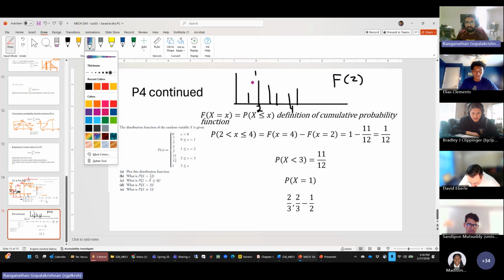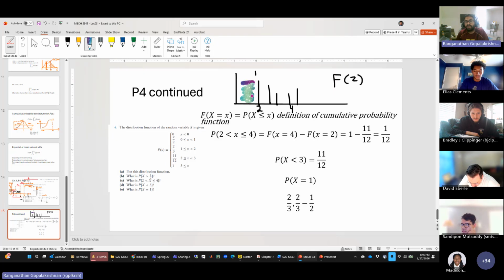That represents everything to the left of 2. If I say f of 4, that represents everything to the left of 4, all the way here. So if I want between 2 and 4, I need to take the f of 4 and subtract it from the f of 2. That's what I meant, that the probability of x lying in between is written as f of 4 minus f of 2.